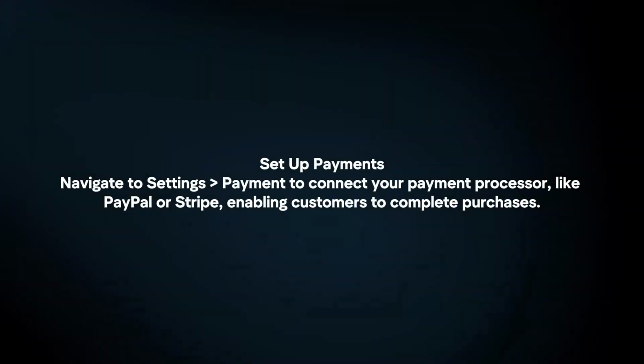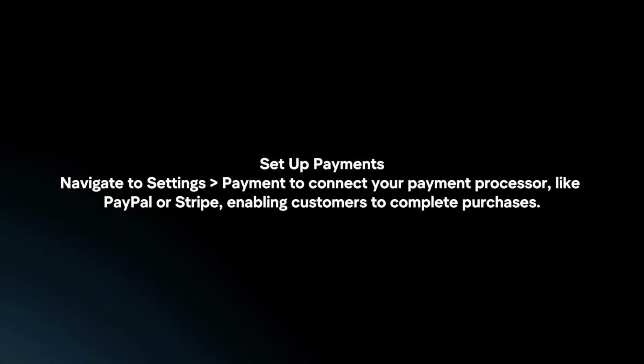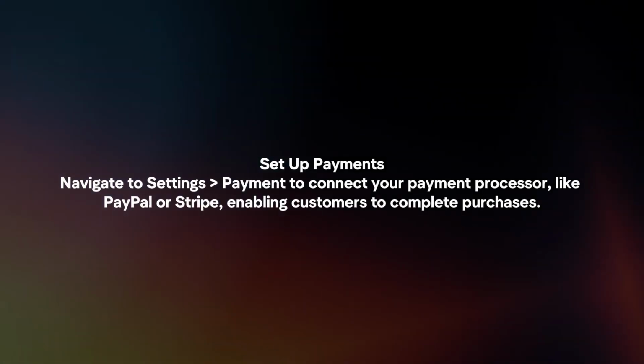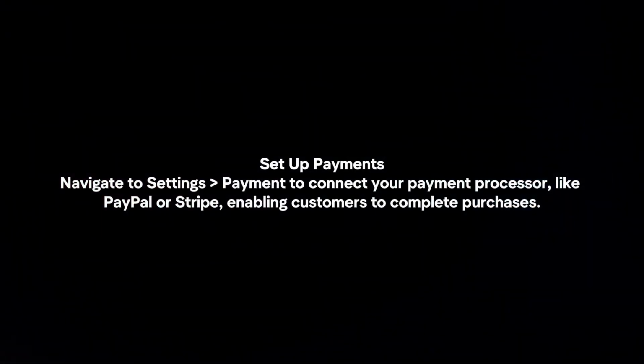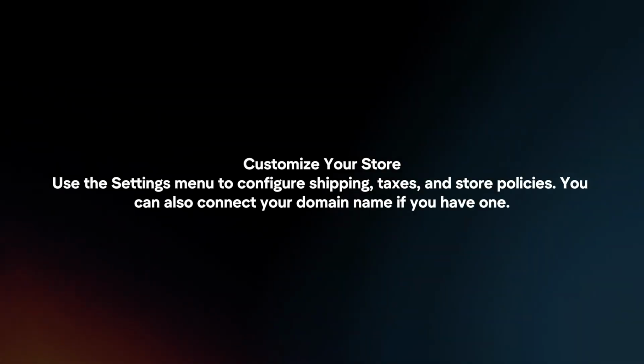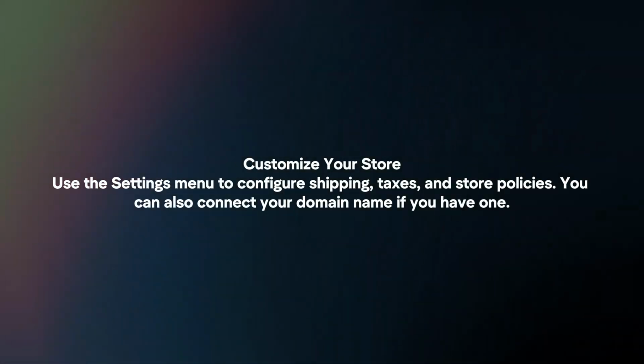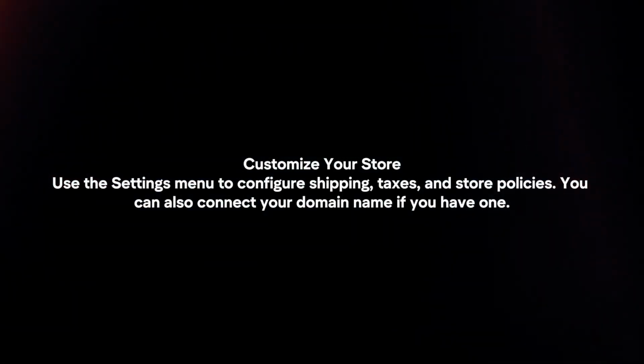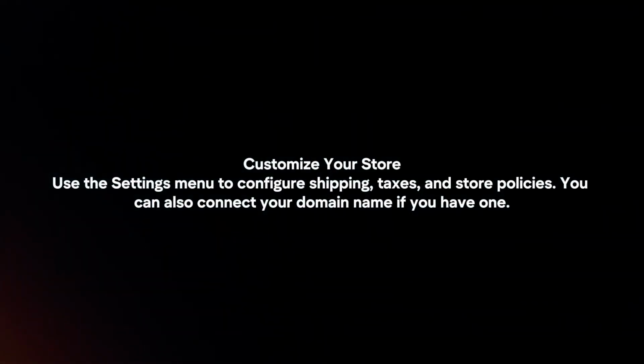Set up payments. Navigate to Settings, Payment to connect your payment processor like PayPal or Stripe, enabling customers to complete purchases. Customize your store. Use the Settings menu to configure shipping, taxes, and store policies. You can also connect your domain name if you have one.